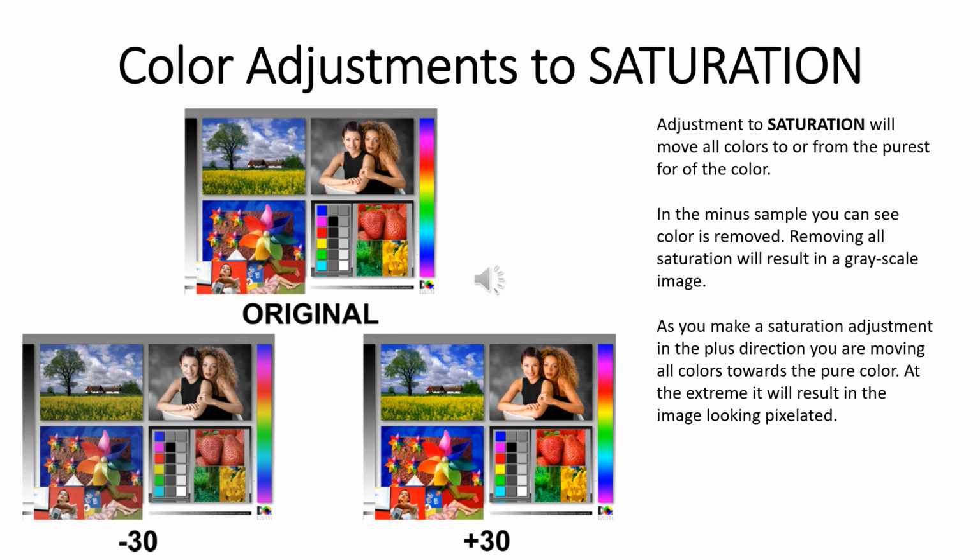Here we're going to take a look at the overall adjustment to saturation. In the -30 image, we can see that the saturation of this image has been reduced. If you completely remove all saturation from the image, you would end up with a grayscale image. On the +30 image, you can see that the colors are more vibrant, more saturated than they are in the original image. Sometimes in images, this can create problems where colors get compressed and you end up with what appears to be pixelation.